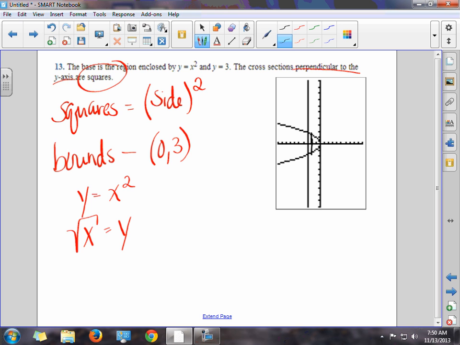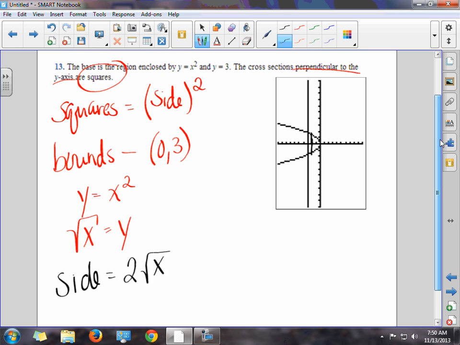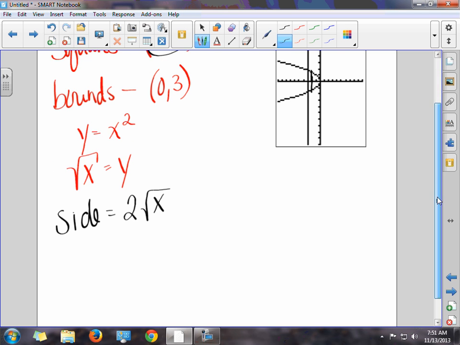And this is going to give me the base or one of the sides of the square that I'm going to create. So I can say now that my side is going to be equal to double this function, so it's going to be 2 times the square root of x. So I've actually now built all the pieces that I need. I found the formula for my square, because this is what I'm going to be integrating. I found my bounds, and then I have found a function that models this side that I need. So now I just need to plug in the formula for my square into my integral, plug in my function in terms of x for the side, and integrate within my bounds.